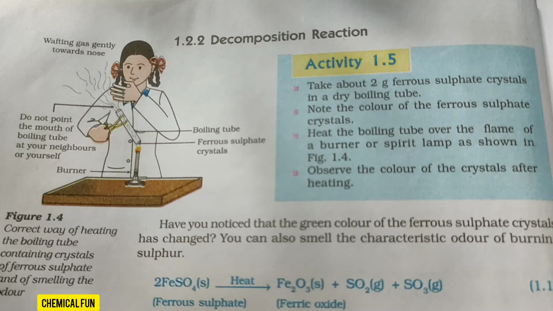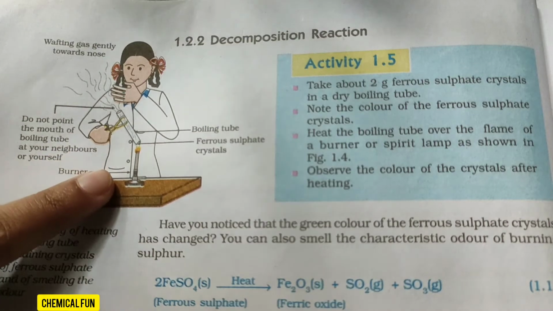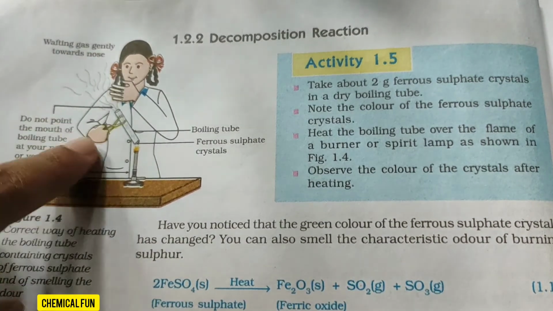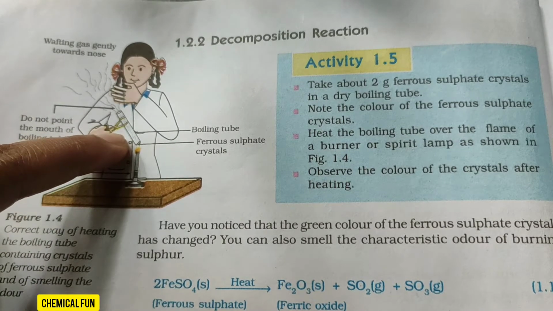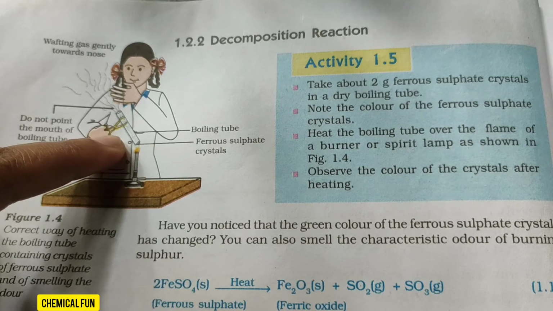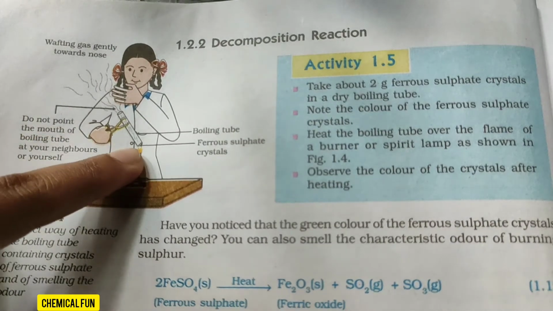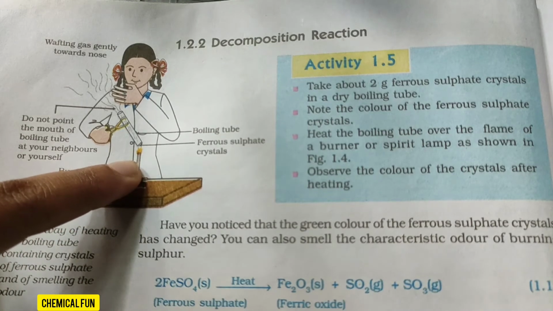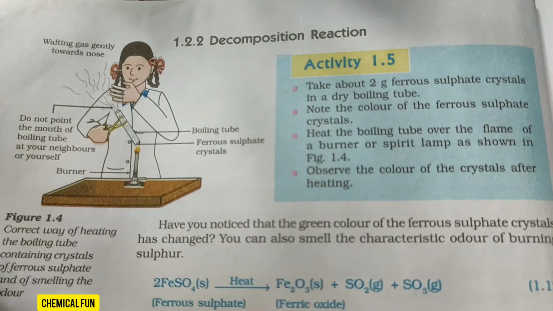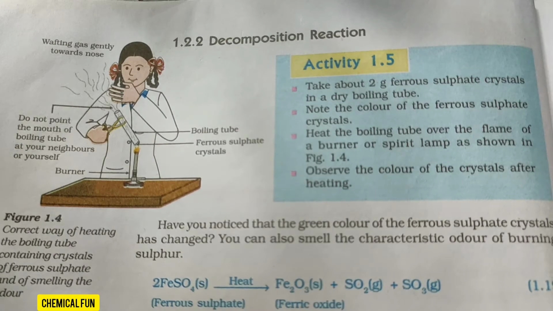Now you have observed the color of the ferrous sulfate crystals. What you have to do next is heat the test tube. Just as shown in the figure, that girl is holding the test tube with a pair of tongs, and inside we have ferrous sulfate crystals. At the bottom of the test tube the girl is applying heat, that means we are heating the test tube. After you have applied heat, you will see that the color of the crystals has changed.